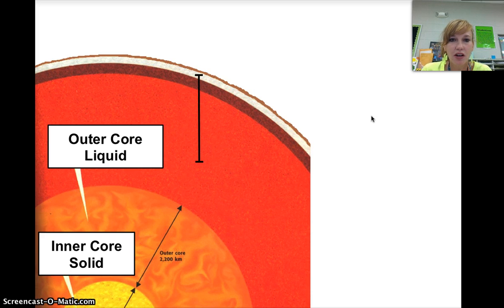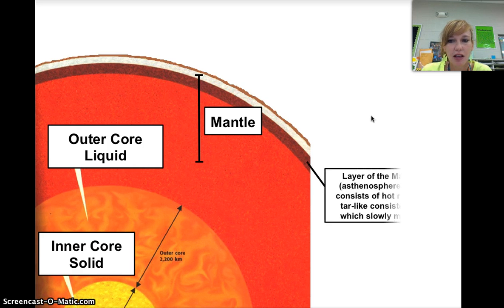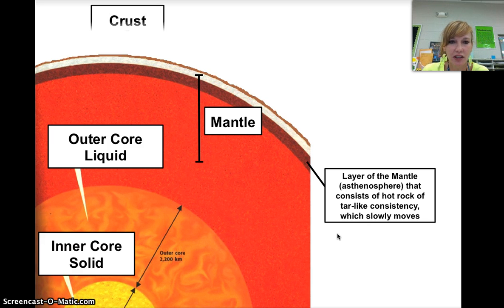Okay, so what's happening here? We have our mantle. Layer the mantle. Remember we have the upper mantle and the middle mantle and the lower mantle. The layer of the mantle that's called the asthenosphere, and that's this word right here, asthenosphere. That's the part that slowly moves back and forth, that kind of oozes. So we call that the asthenosphere.